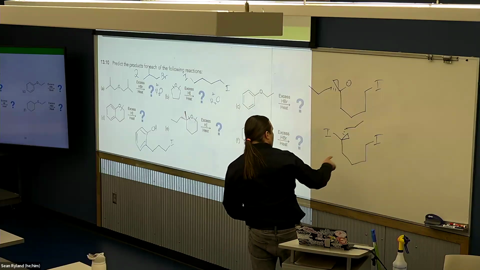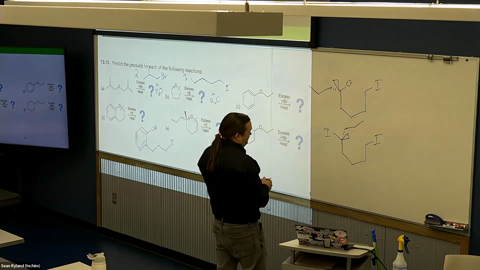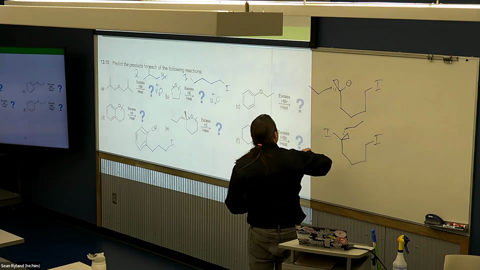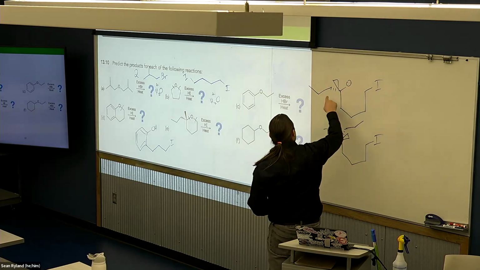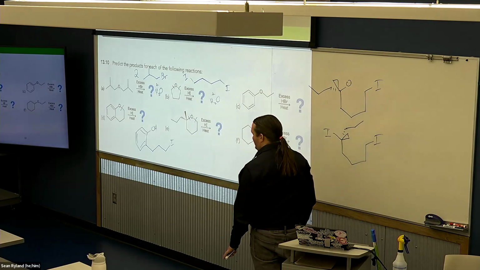If it's not a test though, they'll just understand, they didn't switch. It got pushed that way and the oxygen left and the iodine attached on the opposite side. So that's what flipped the stereochemistry.